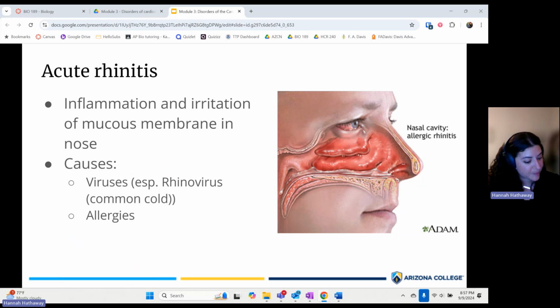Okay, so let's get into some specific diseases and disorders. So the first is acute rhinitis, acute meaning sudden onset, itis meaning inflammation, and then rhino, to me it sounds like rhino horn. So this is like your nose. So this is inflammation and irritation of mucous membranes in the nose. So most classically caused by allergies, but also can be caused by viruses, like the common cold.